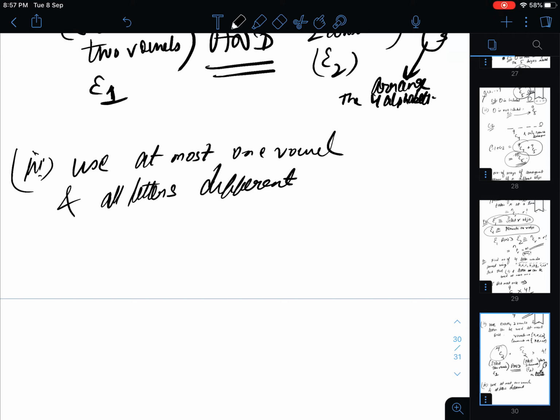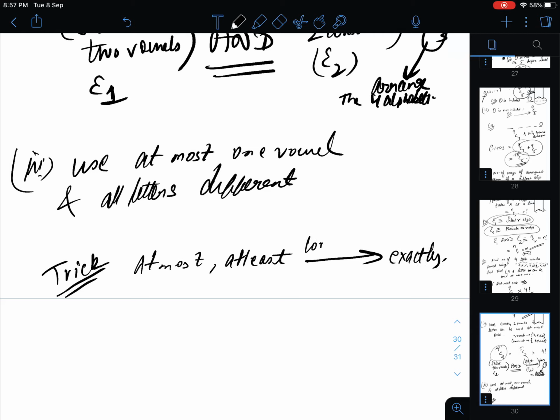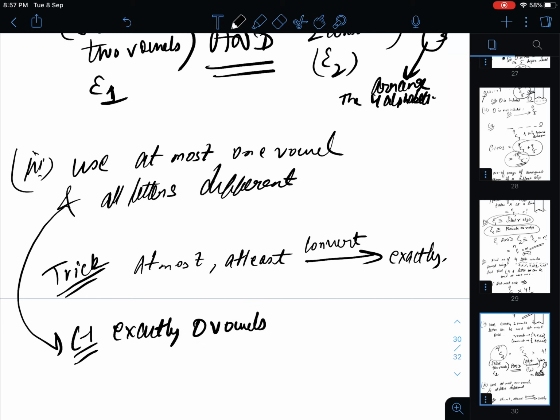Now there is a small trick here. Trick is, if you encounter at most or at least, then convert it into exactly. Okay, at most, at least, convert it into exactly. All right. Okay, so we are saying that at most 1 vowel. So first case is exactly 0 vowels were used, and case 2 is 1 vowel was used.